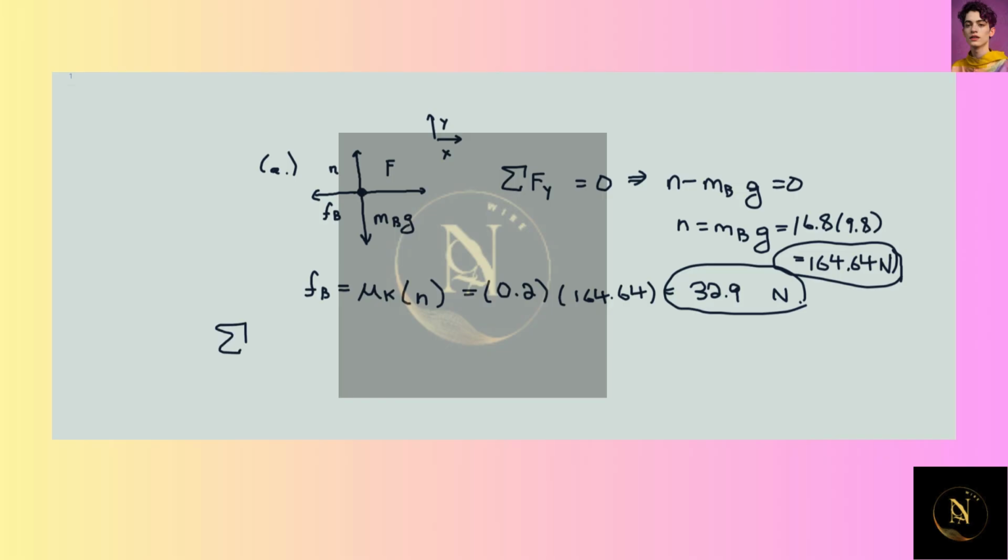Now we're going to do Newton's second law in the x direction. In this case, the acceleration is still 0 because we have a constant velocity, and so we're able to set this equal to 0. This implies that F, since it's moving in the positive x direction, is positive, minus the friction force on the box is equal to 0, which means our applied force is equal to the friction force, which we found was equal to 32.9. And so our applied force has to also be 32.9. And that's the final answer to part A.